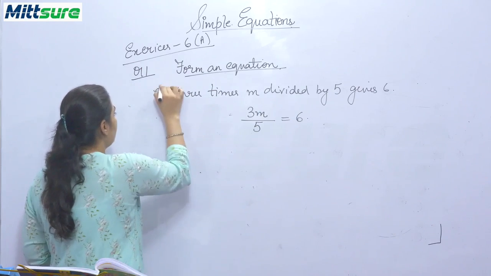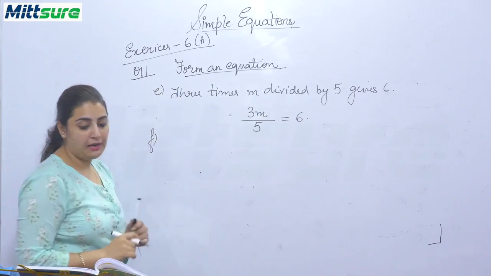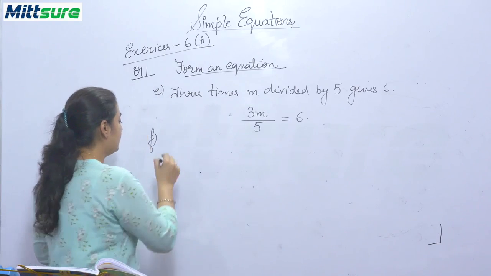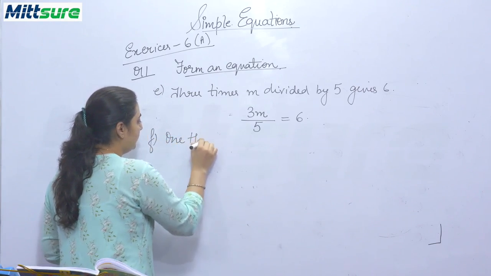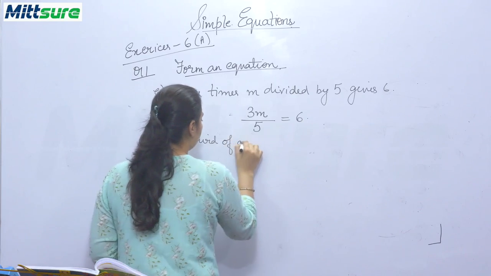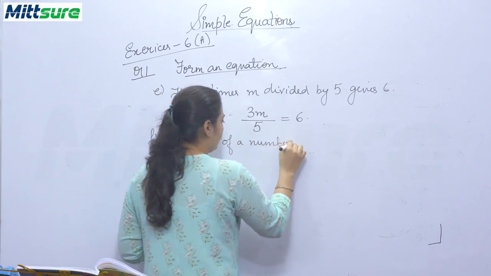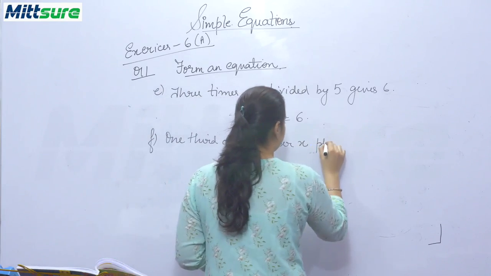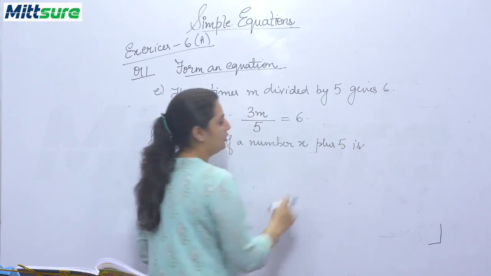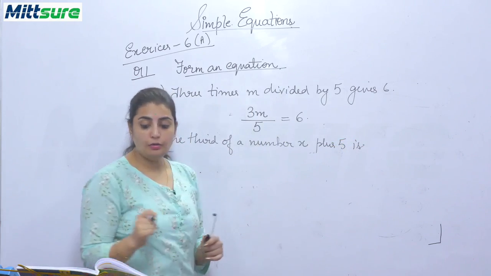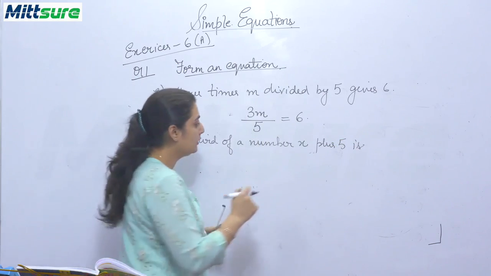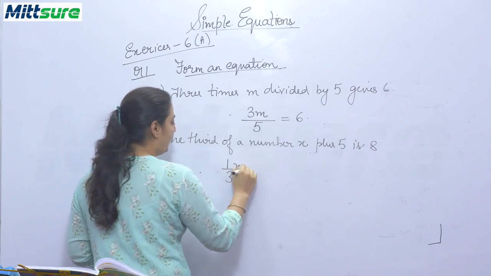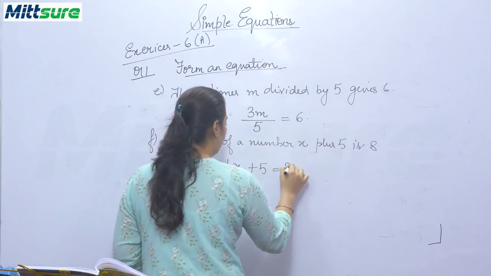Now let us talk of question number F. Question F says 1/3 of a number x plus 5 is 8. So how are you going to write this statement? 1/3 of x plus 5 gives you 8.